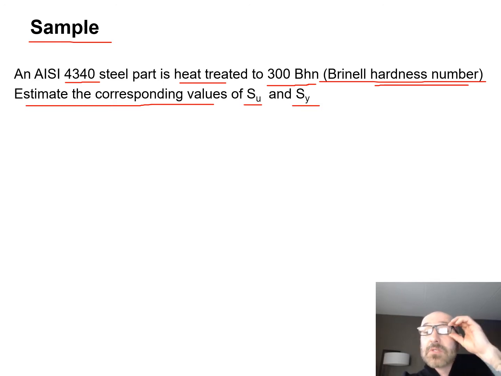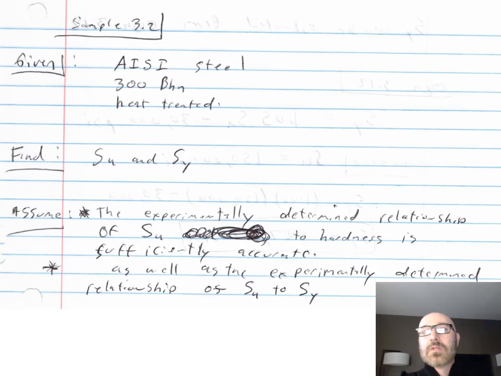As we begin this problem, the first thing we want to do, as in all our problems, is create our setup page, write down everything they give us and everything they're asking us to solve for, and then come up with a plan of attack or procedure for analysis on how to solve this problem. So we read through the problem statement and took a look at what they've given us and what they're asking us to solve for. We want to create our setup page right here. This is sample problem 3.2. All the given information: they tell me it's an AISI steel, Brinell hardness of 300 BHN, and it's heat treated. And they want me to find my SU and my SY.